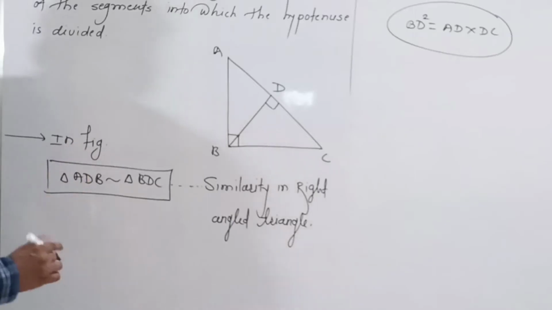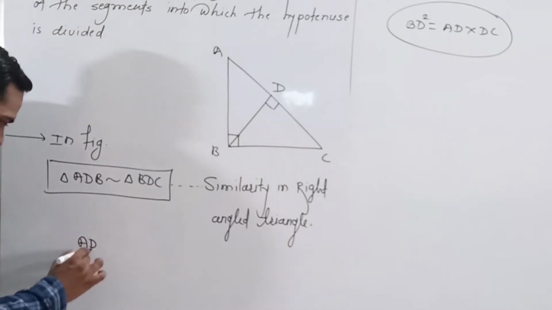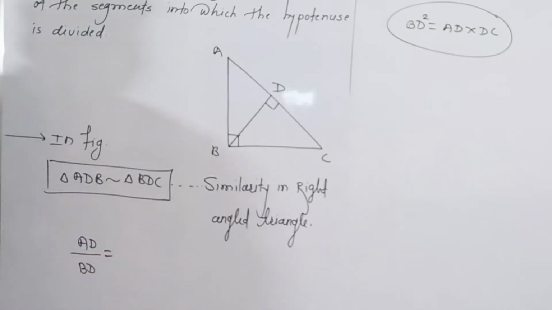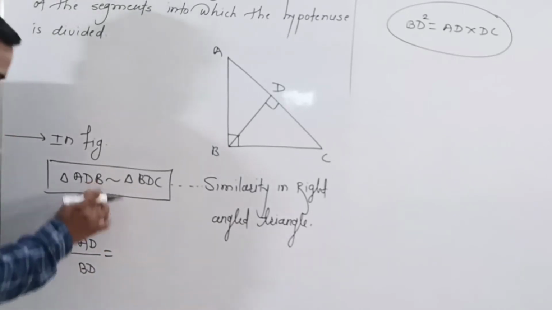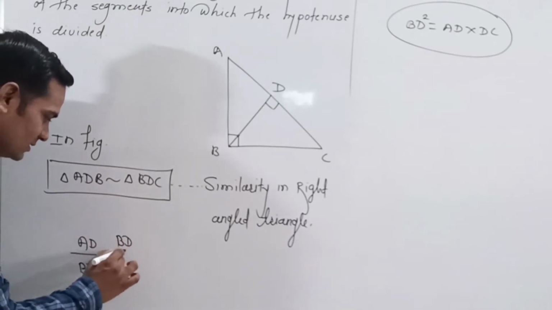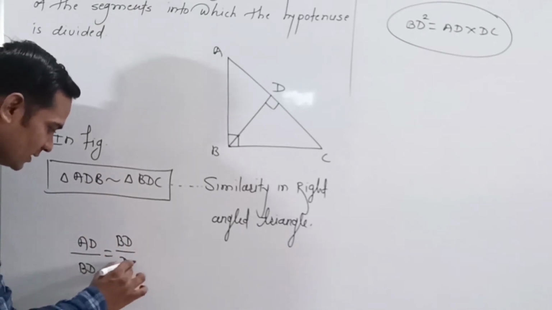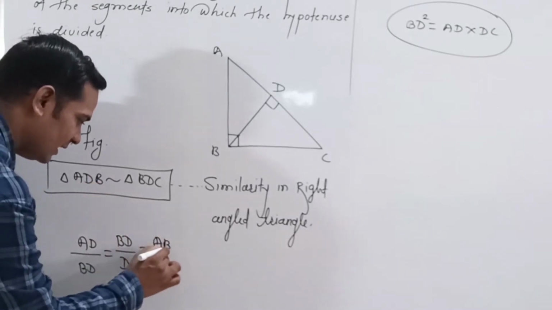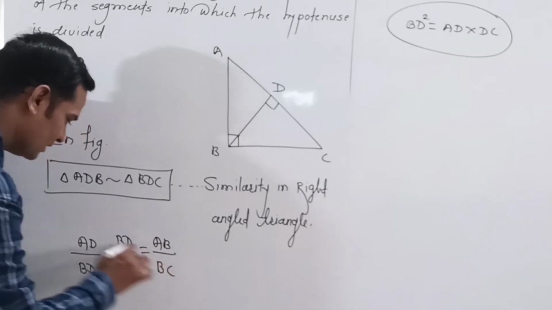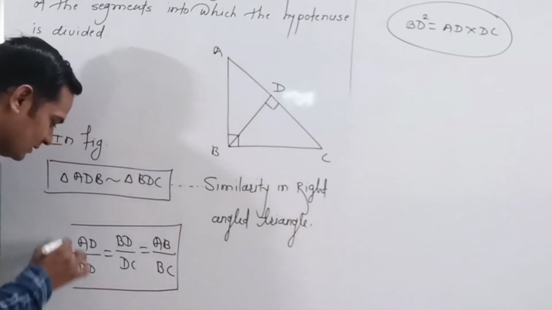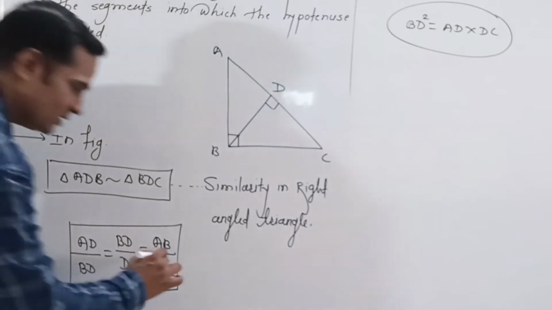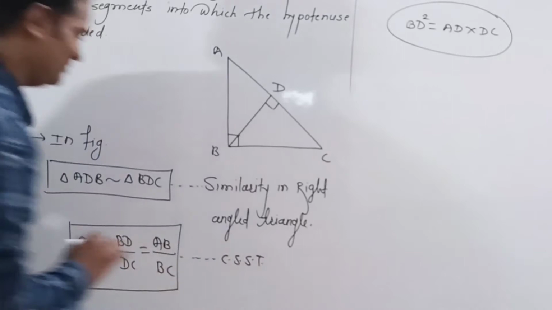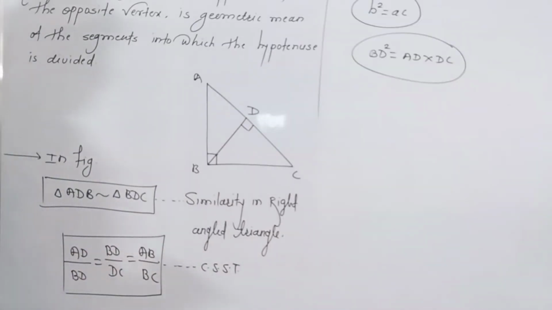Okay, so which are the corresponding sides? Look at this, AD upon BD is equal to DB upon DC, that means again BD upon DC is equal to AB upon BC. If two triangles are similar, then corresponding sides are in proportion. And that reason is what? If you can remember, CSST, corresponding sides of similar triangles.